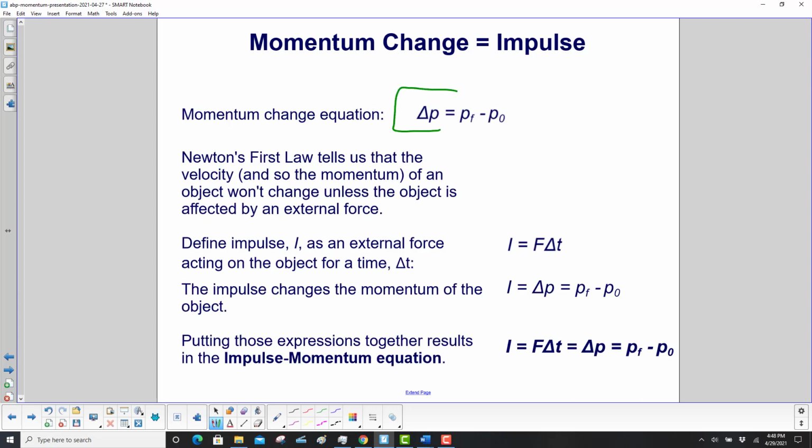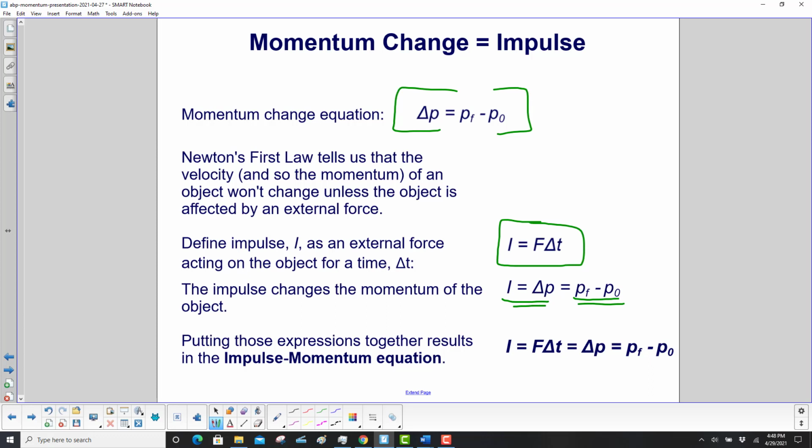Here's our momentum change equation from the previous slide. Now Newton's first law tells us that the velocity, and so the momentum, of an object won't change unless the object is affected by an external force. Let's go ahead and define impulse, and the abbreviation for impulse is just capital I, as an external force acting on the object for a time delta t. The impulse changes the momentum of the object. So I is equal to delta p, which is pf minus p0.